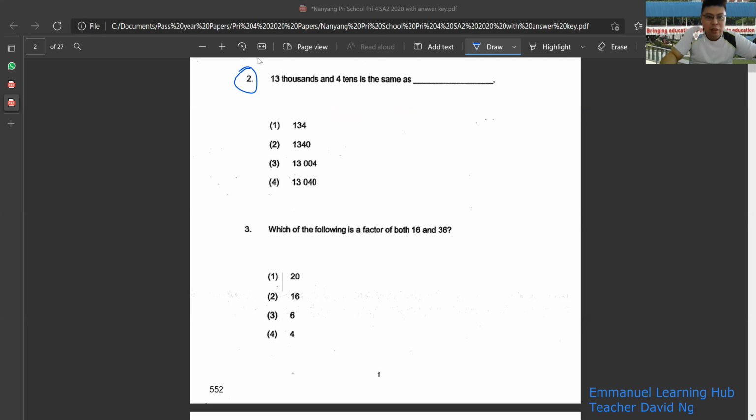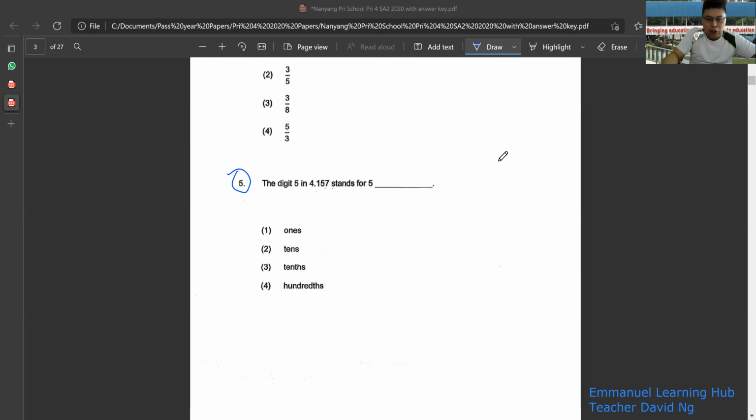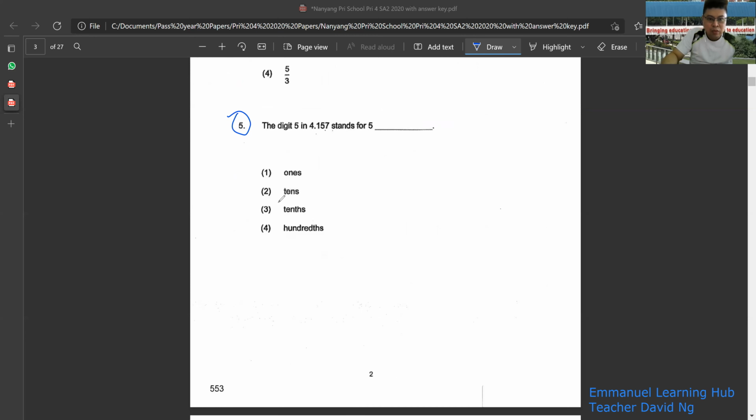Okay, the next question will be question 5. The digit 5 in 4.157 stands for 5 how many? Hundreds. 5 hundreds. Yes, 5 hundreds. Okay, 0.05 is 5 hundredths, not 5 tenths or 5 hundreds.